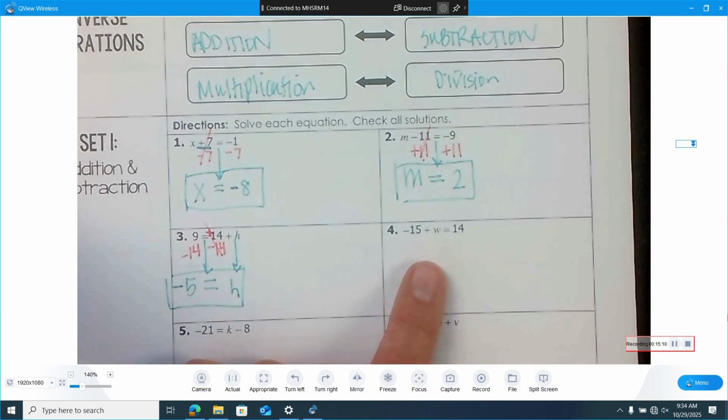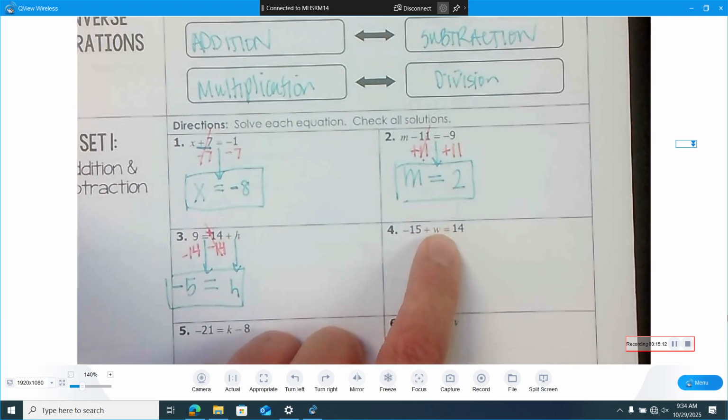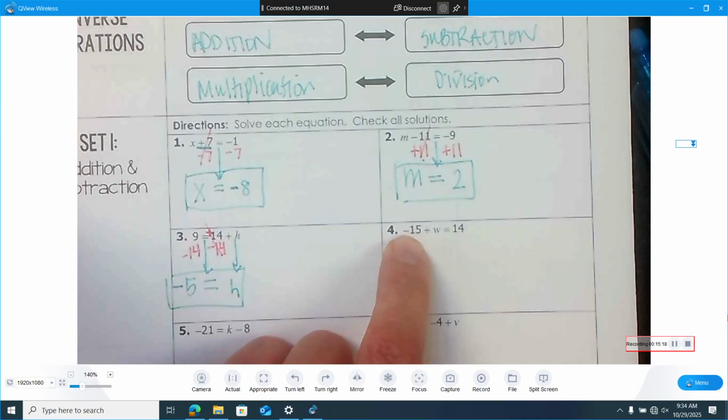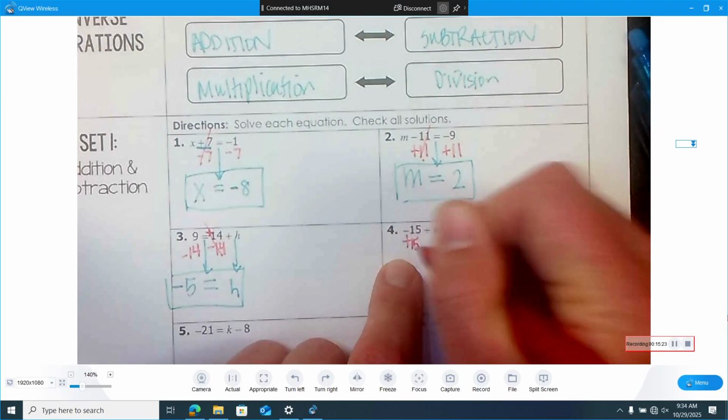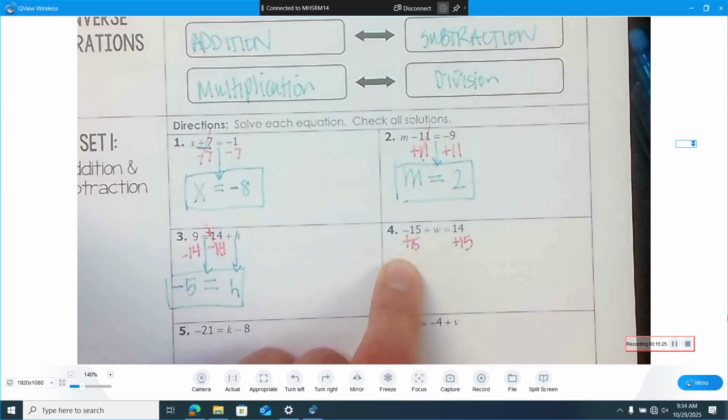Let's look at number 4. We want the W all by itself. What should we get rid of? It's a -15. How are we going to get rid of that -15? Add 15, yeah. +15 on both sides, left side and right side.